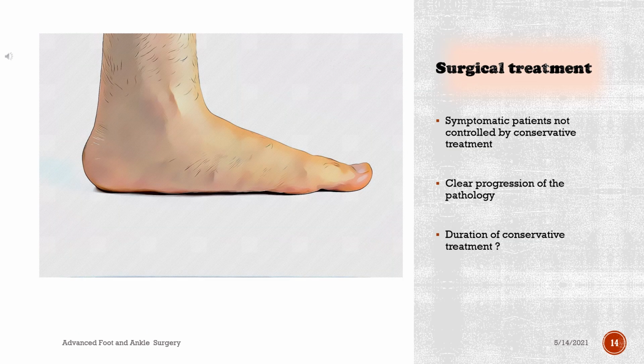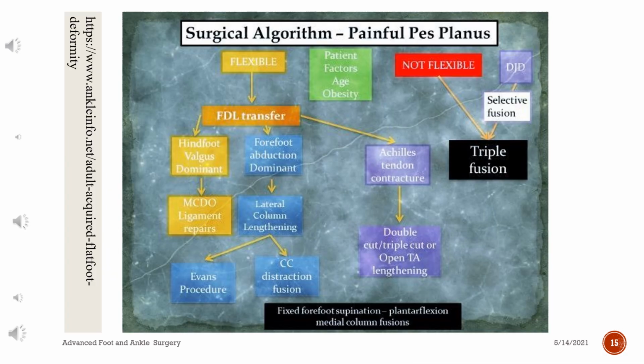Surgical treatment is for symptomatic patients not controlled by conservative treatment, or with clear progression of the pathology. The duration of conservative treatment varies. Take a look at the surgical treatment algorithm.